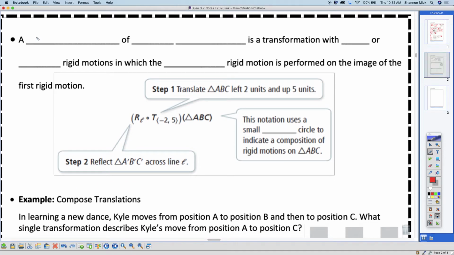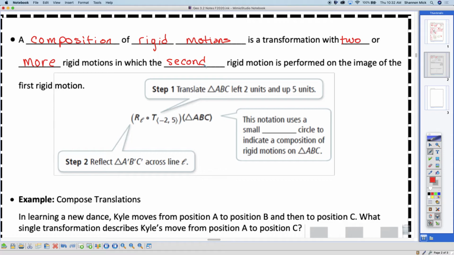A composition of rigid motions is a transformation with 2 or more rigid motions in which the second rigid motion is performed on the image of the first rigid motion.